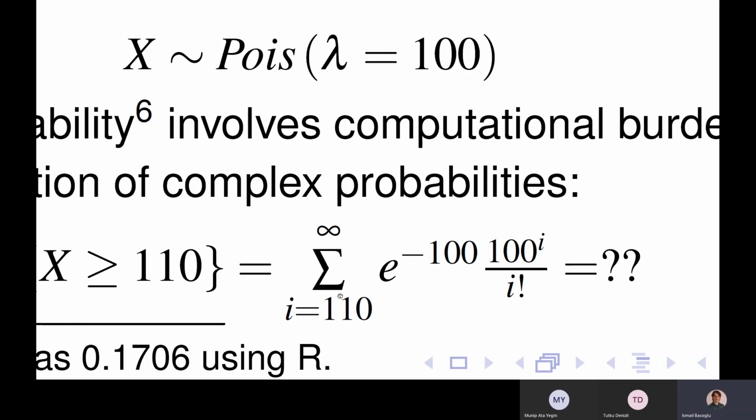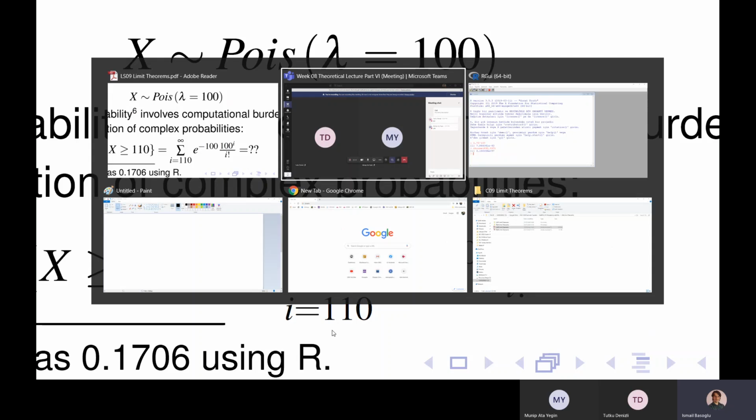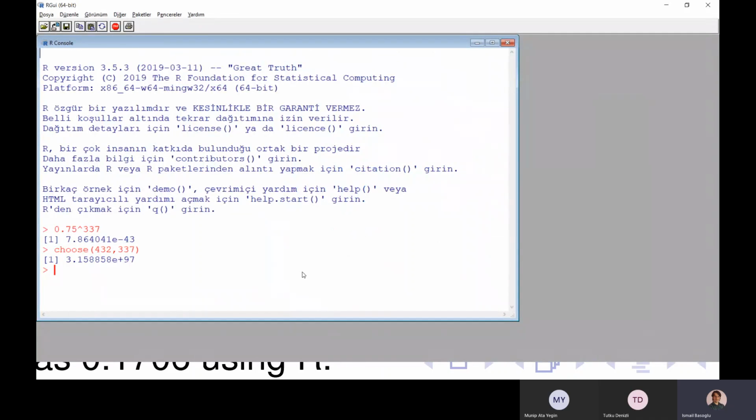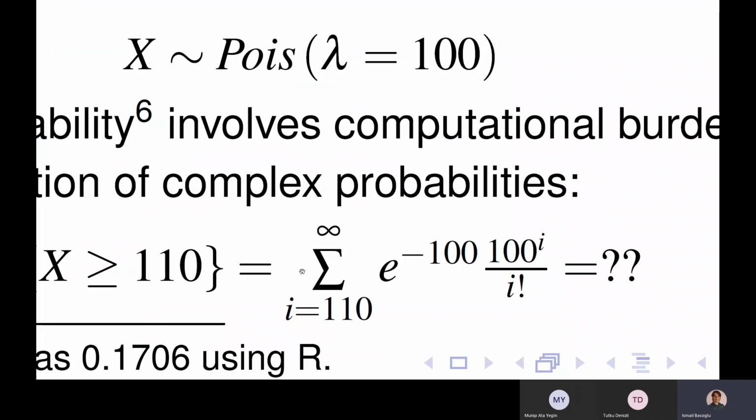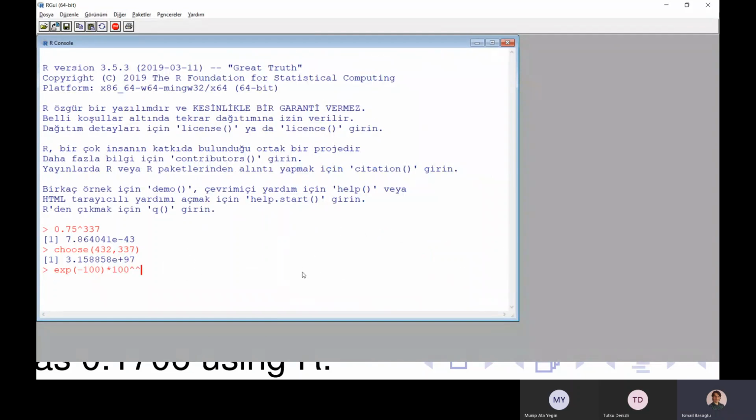Now, imagine you are calculating that value just for 110. So let's do that. Again, let me show you that practice. So e to the power minus 100 times 100 to the power 110. Now, the final thing that I'm going to do is going to be too complicated. Okay, factorial 110. Now you see it has calculated that probability.